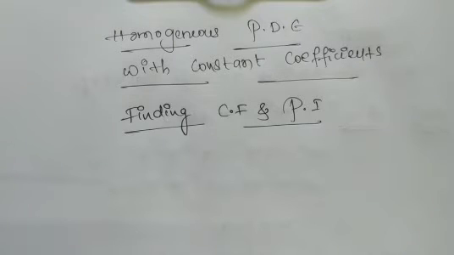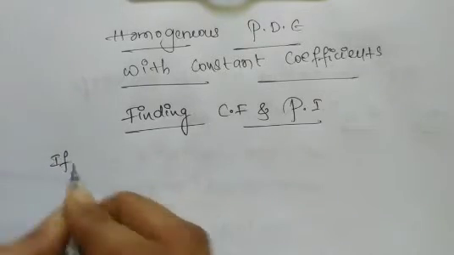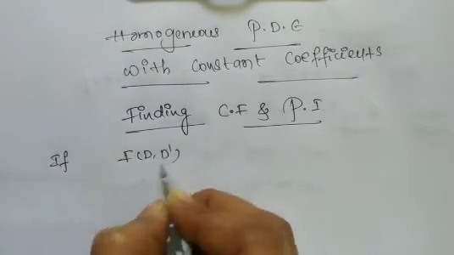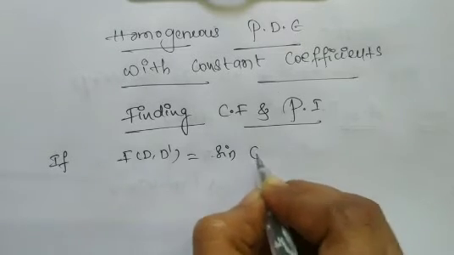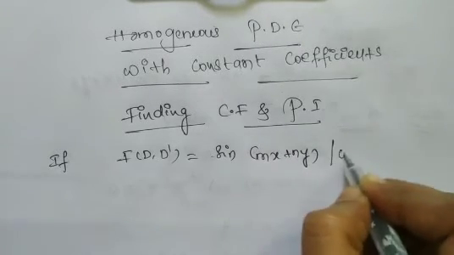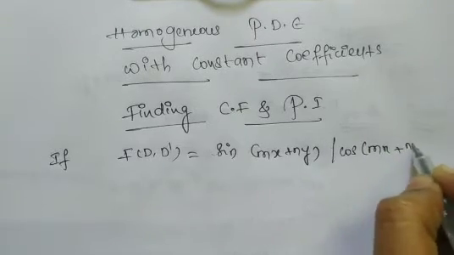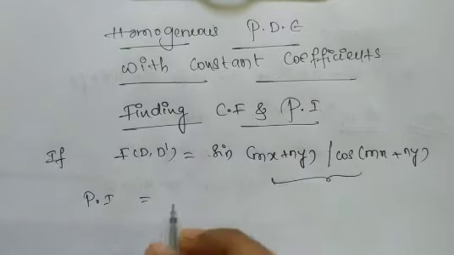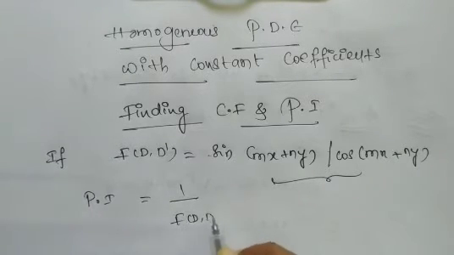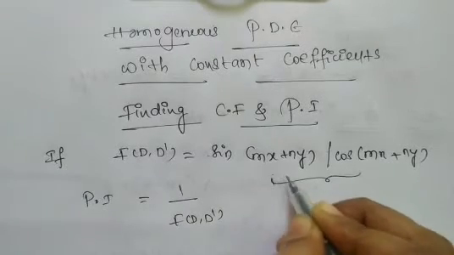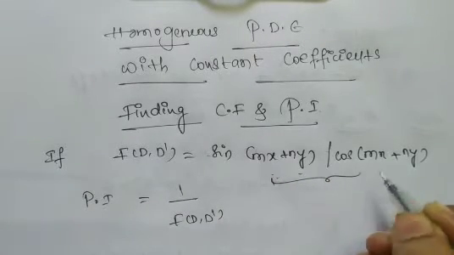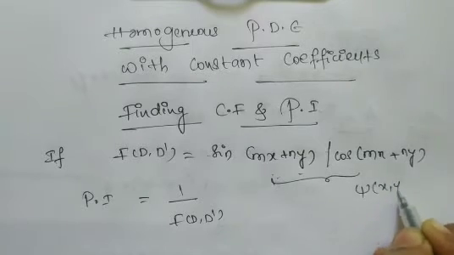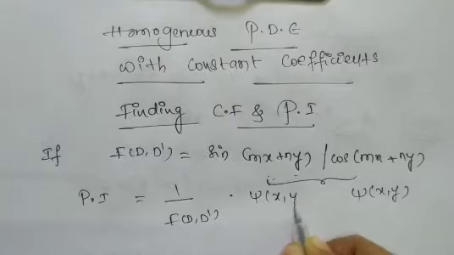Today I will explain homogeneous partial differential equations with constant coefficients. If the function f of D, D dash equals sin(mx + ny) or cos(mx + ny), that is trigonometric functions, then the particular integral is 1 by f of D, D dash, where sin(mx + ny) or cos(mx + ny) is psi of x, y.